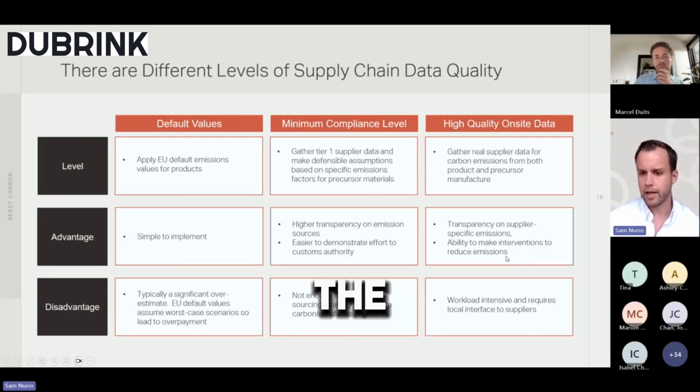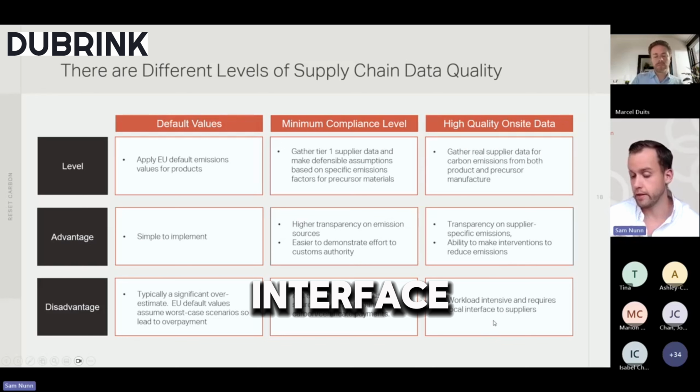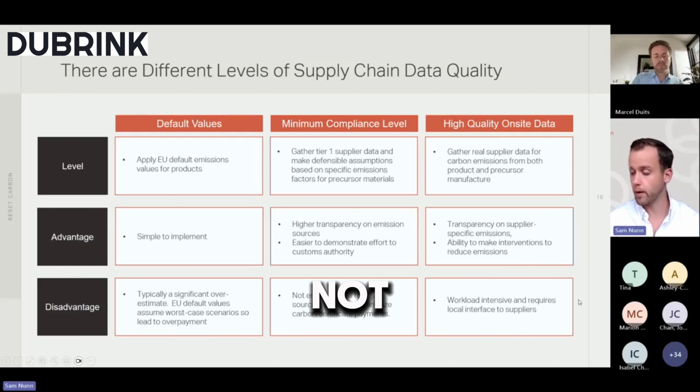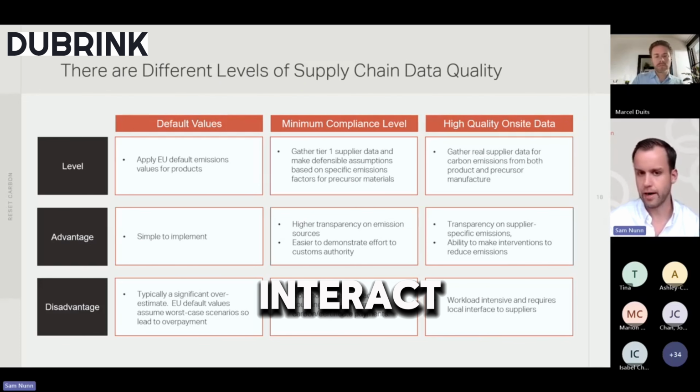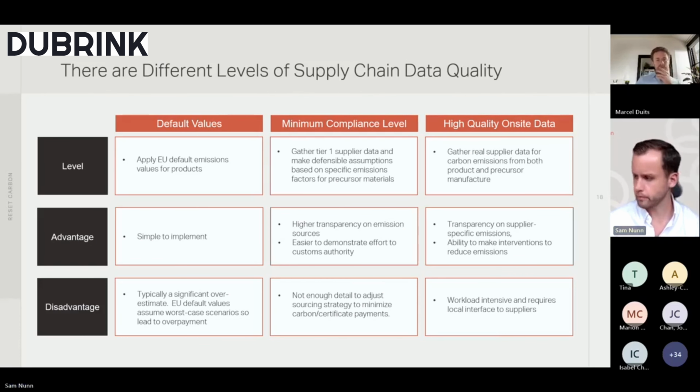Right? The challenge here is it's workload intensive and it requires you to have a real local interface to your suppliers, right? You might say, okay, why not do this? It makes sense, but you need to make sure that you can actually interact with all of your different suppliers.